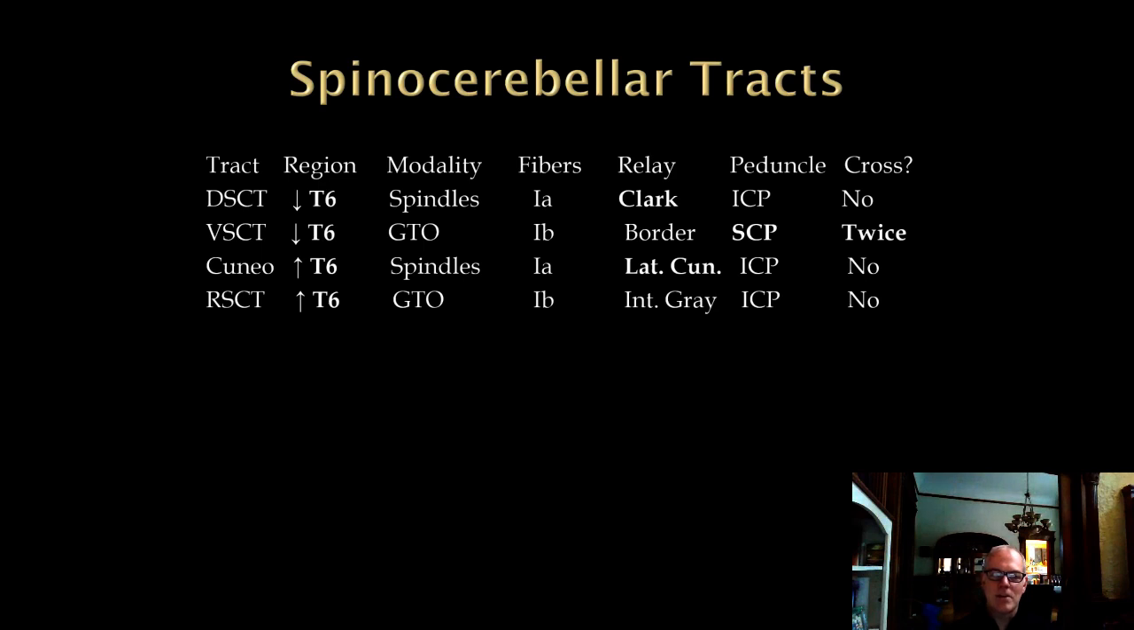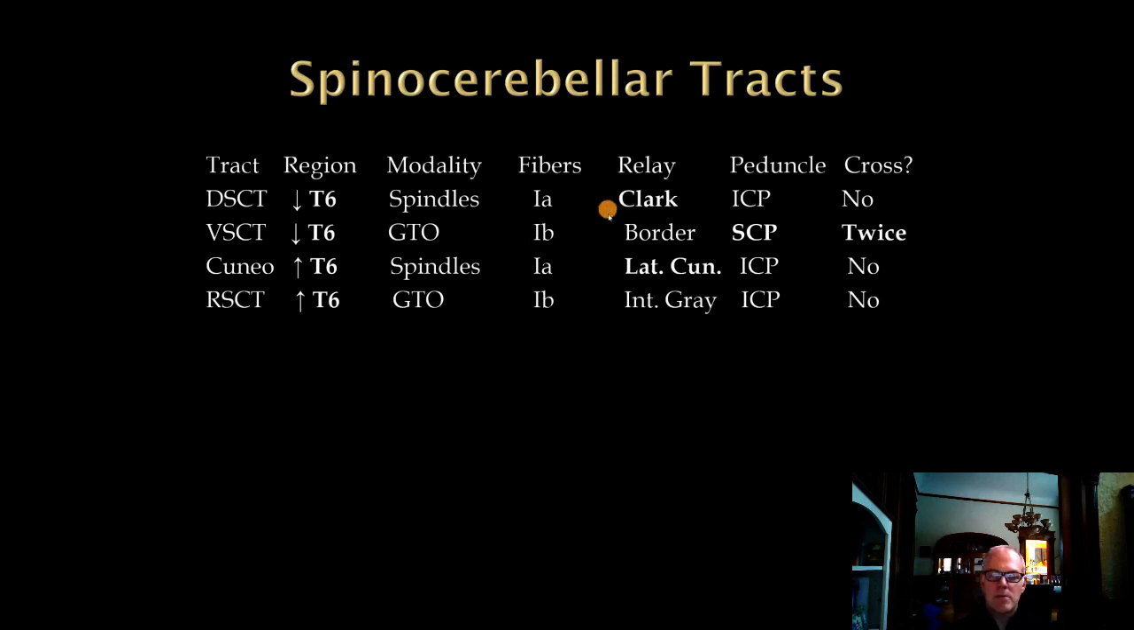So here's kind of a summary of the spinocerebellar tracts. So for the lower extremities, it's the dorsal and ventral spinocerebellar tracts. The activation for the dorsal spinocerebellar tract is muscle spindles. For ventral spinocerebellar tract, it's Golgi tendon organs. The 1A sensory fibers, later on we'll go through all of the sensory fibers and what these mean, but 1A is the fastest. Okay, 1B is just a little bit slower.